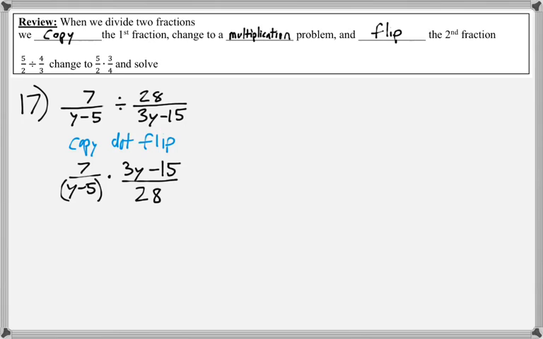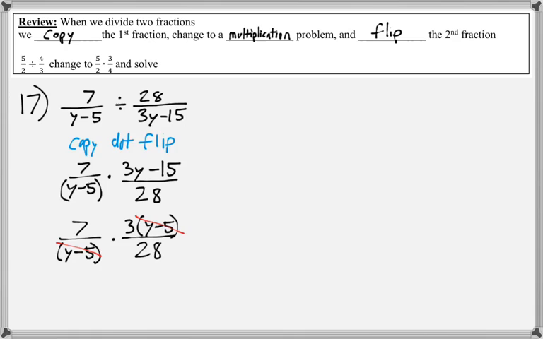So the 7, I can't factor that. The y minus 5, I can't factor. I can factor 3 out of the top right, so that will leave me with a y minus 5. And then I have a 28. So these y minus 5s will cancel out.